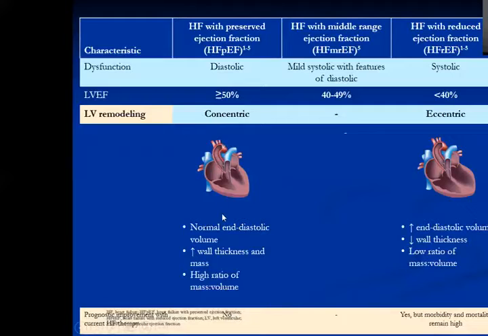And usually the features in diastolic dysfunction, or HFpEF, are normal end diastolic volume, increased wall thickness and mass, and a high ratio of mass to volume. In these terms you have to remember HFrEF and HFpEF. Nowadays, a number of times you may be hearing these terminologies. You have to think, when someone says HFrEF, what it means, and what HFpEF means. So in HFrEF, you have increased diastolic volume, decreased wall thickness, or a low ratio of mass to volume.